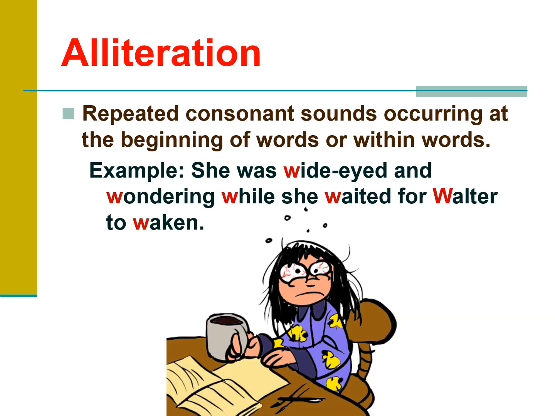Alliteration. Alliteration is repeated consonant sounds occurring at the beginning of words or within words. So whenever you hear the same consonant sound in one sentence, you are using alliteration. An example is she was wide-eyed and wandering while she waited for Walter to waken. So our alliteration in here is the sound the W makes. And as you can see in most of the words in the sentence, you see the letter W at the beginning of most of the words.